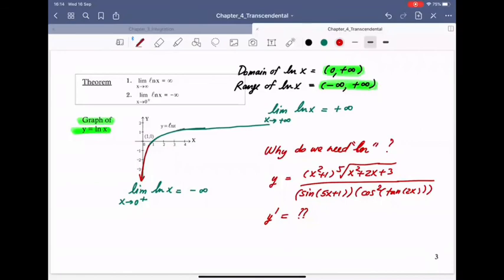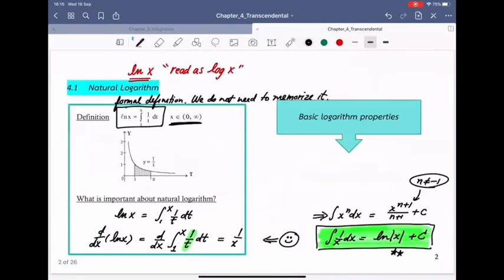I have to use the product rule and quotient rule, right? Product rule and quotient rule. It's going to be time consuming. It's going to take about half an hour for us to compute this by using the product rule or quotient rule. But we love logarithm because we have the basic properties of logarithm.